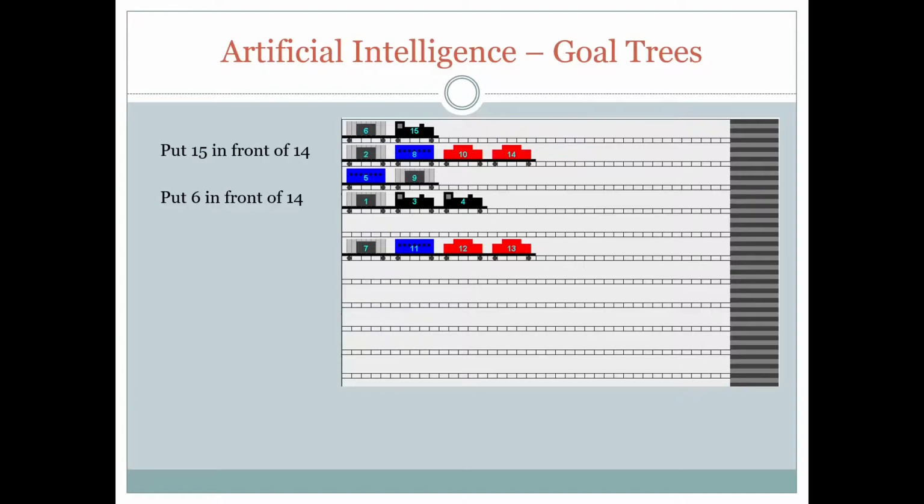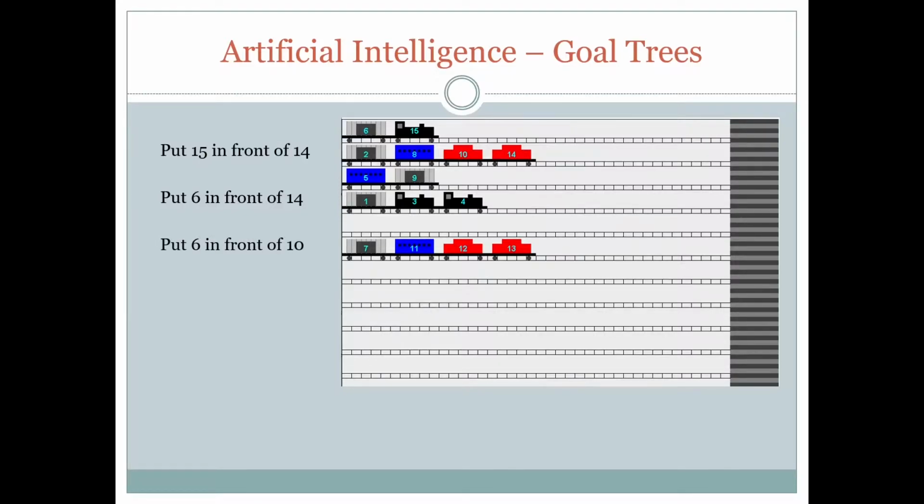We can't just move number 6 in front of 14 because this system operates under certain rules. One of them is we can only move one car at a time. That's because the conveyor belt is only so wide and it can only move and handle one car at a time. So in order to move 6 in front of 14, we have to do a couple of things first. For example, we need to get rid of car 15, which means we have to find an empty track to move it to. We'll do that, and then we can move car 6 in front of 14.